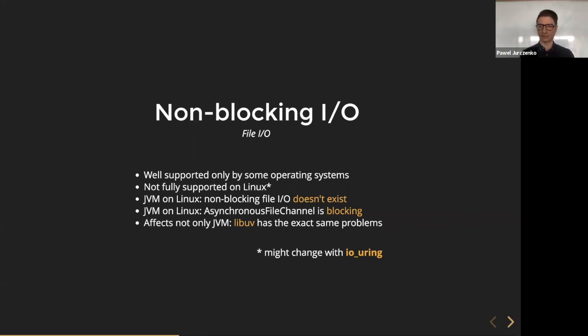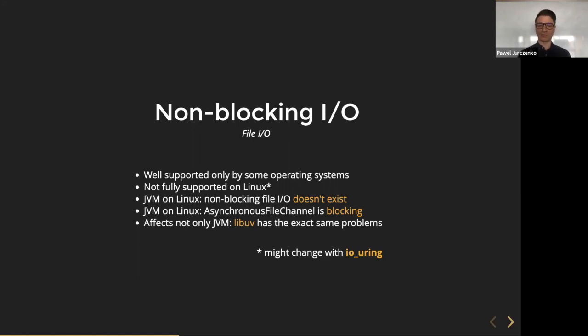non-blocking file system operations. And nothing is changed by Java new IO package here, because even though we have classes like asynchronous file channel, they are asynchronous as the name suggests, but they are blocking. A thread pool is used under the hood anyway.